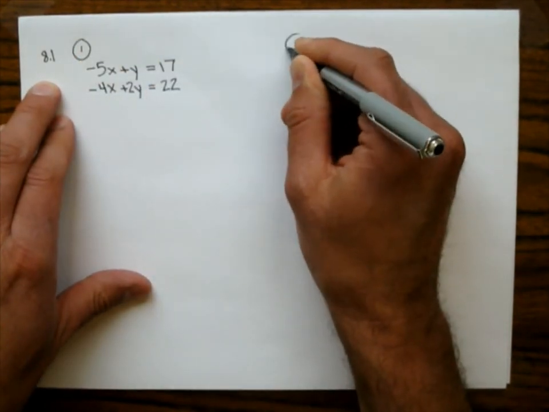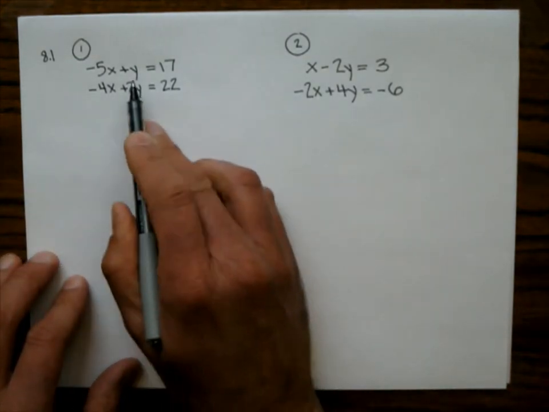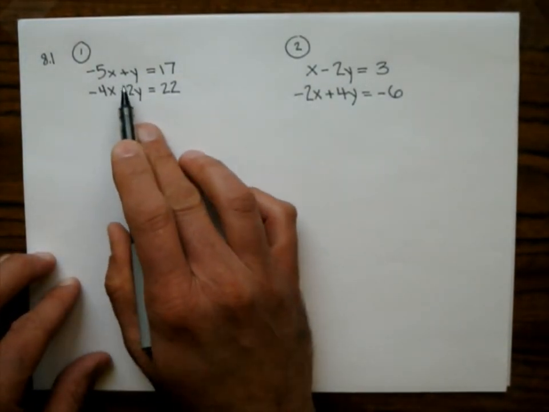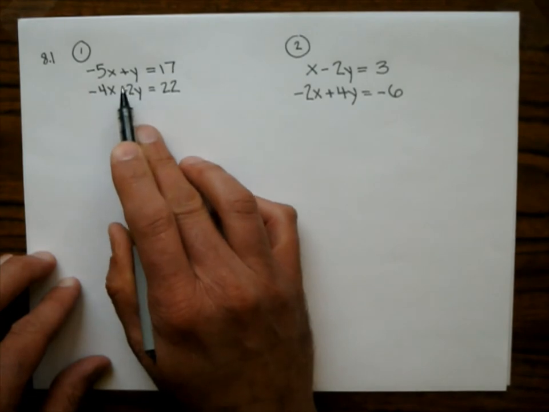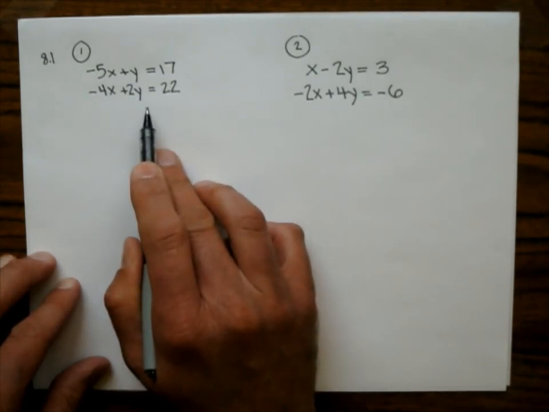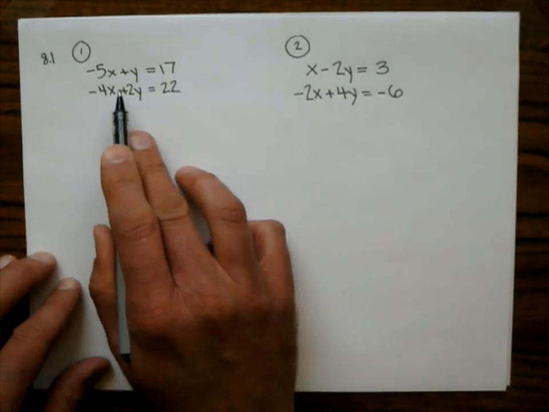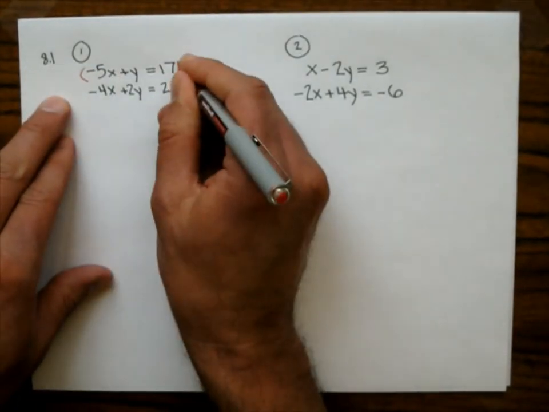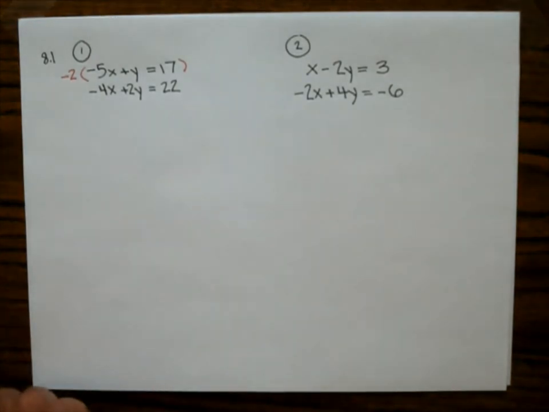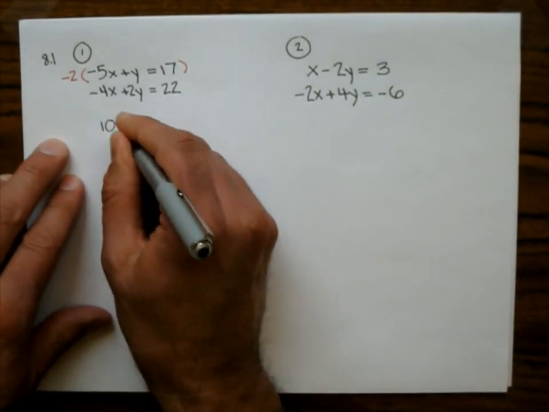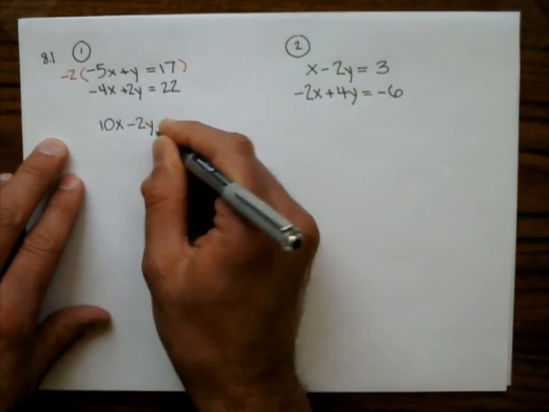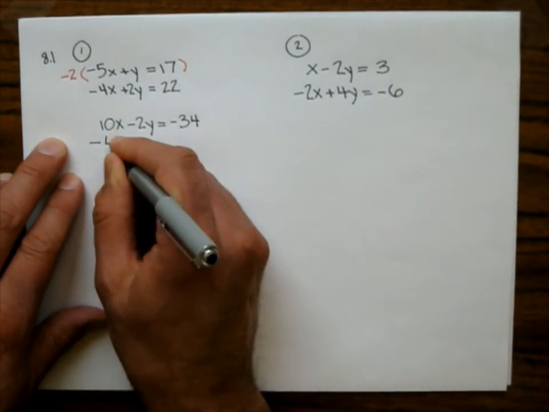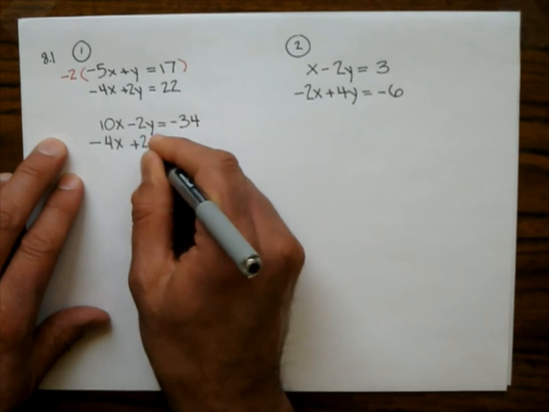Here's problem number two. So with problem number one, the way I was doing these in class is I was saying, let's eliminate one of the letters. To eliminate a letter, you'd like to have opposite coefficients, so you could just add the equations together. Now I'm going to pick to eliminate y, because all I need above is a negative 2 in front of that y, which means I will multiply this top equation by negative 2. So I have 10x minus 2y equals negative 34. And then the bottom equation, I'm going to just leave alone. I'm just going to write it out like this.